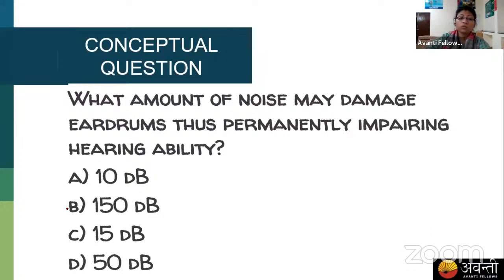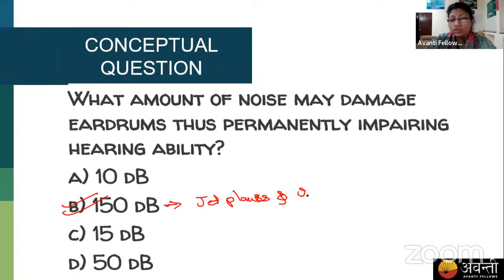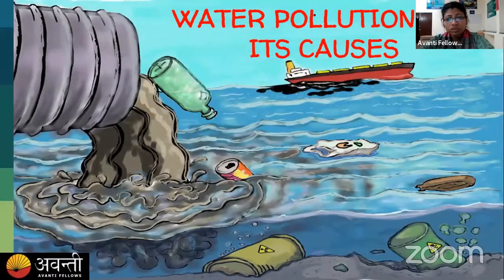As I've told you, 150 decibel sound can cause a permanent hearing impairment by damaging the hearing drums or eardrums, because it is produced during the takeoff of jet planes and the launch of rockets. Right now, we are moving towards the next type of pollution, that is water pollution.